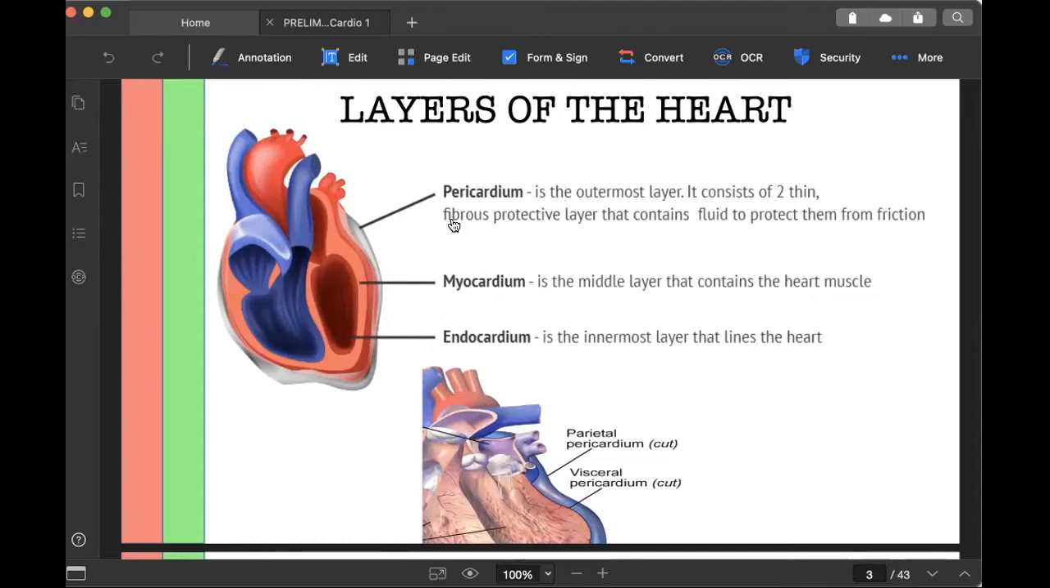You have a solid foundation of this because you've learned it in your first year as student nurses. So peri means around, myo means the middle part, and endo is the inner part. What I want you to remember here is that your pericardium consists of two thin fibrous protective layers that contain fluid to protect them from friction. And whenever accidents or other mishaps happen, it will provide cushion and protect from jarring. So these are your layers of the heart.